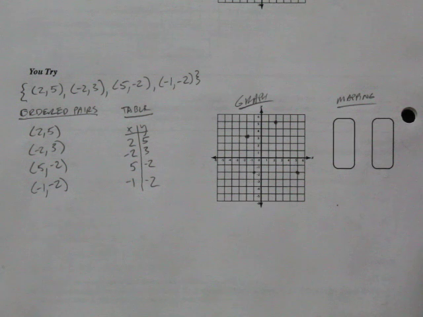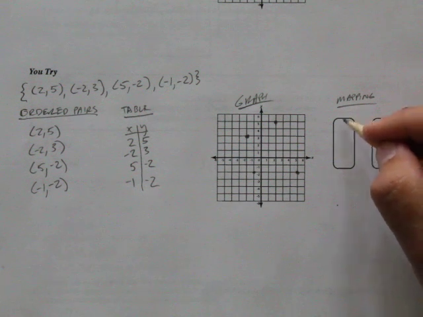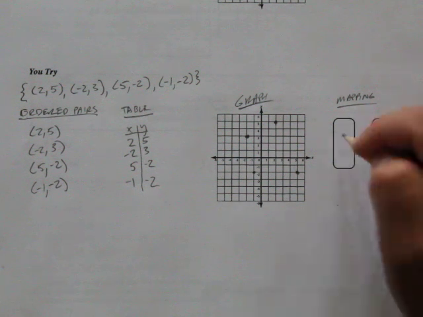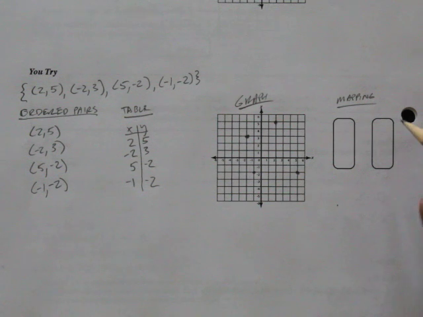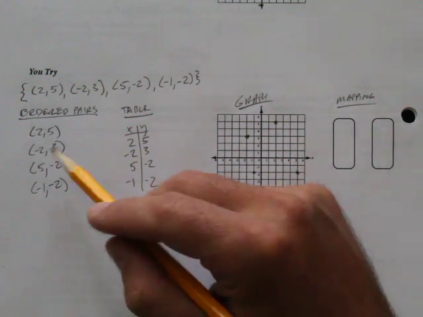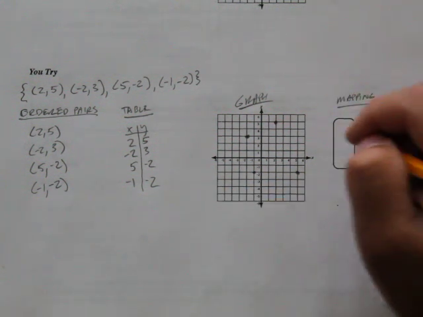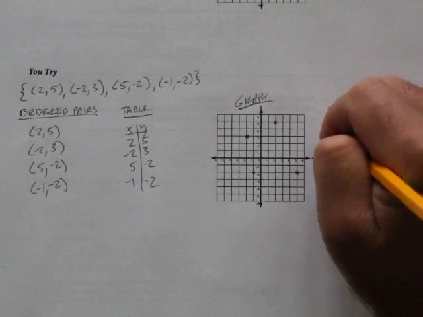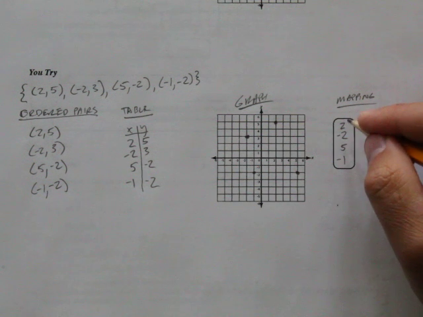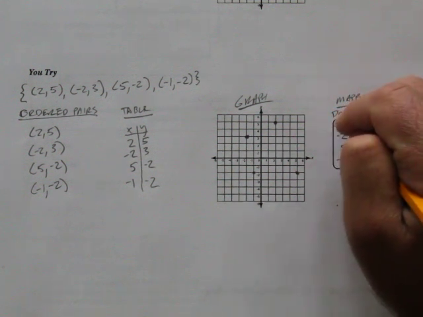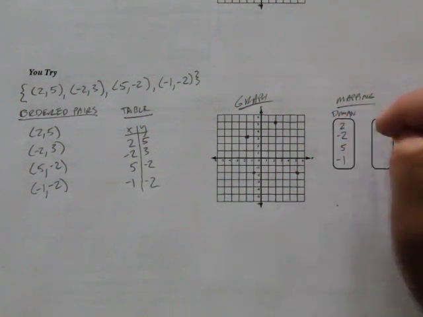And mapping. So I'm going to list the x values and list the y values and draw an arrow. Now this one you may have done, and I'm going to show you a little deal with this particular one. You'll see here in just a second. 2, -2, 5, -1. Those are my x values. That's the domain. And now the range.